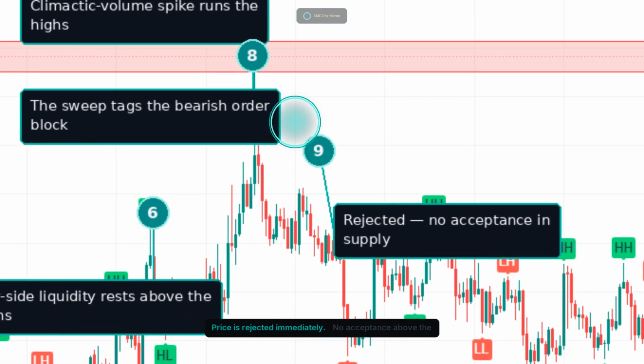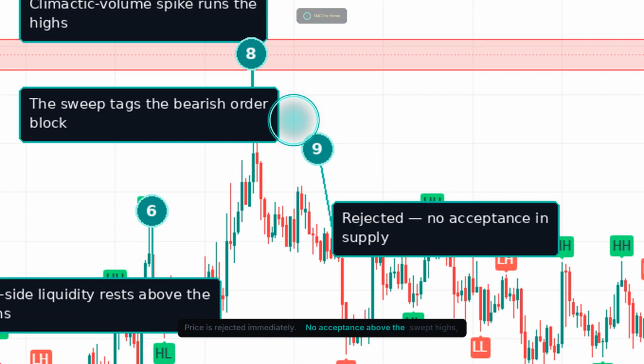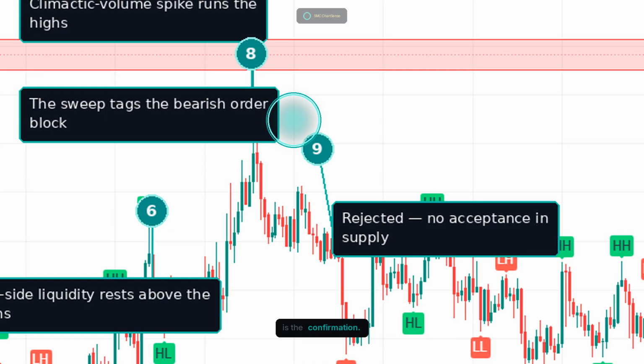Price is rejected immediately. No acceptance above the swept highs, no close that holds inside the order block, just a sharp reversal back down. The long upper wick tells the story. Price reached up, ran the liquidity, touched supply, and was thrown straight back. This is what a failed sweep looks like, a violent reach that, having consumed the orders, has nothing left to carry it. The absence of acceptance is the confirmation.